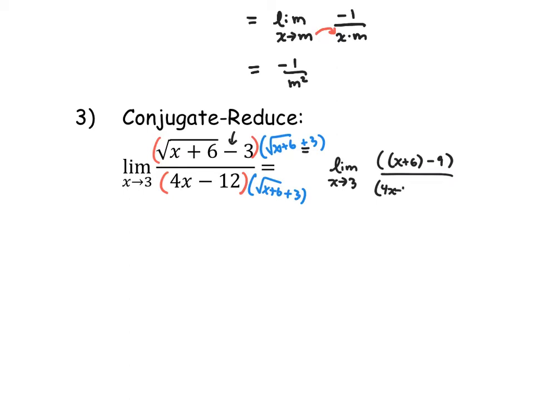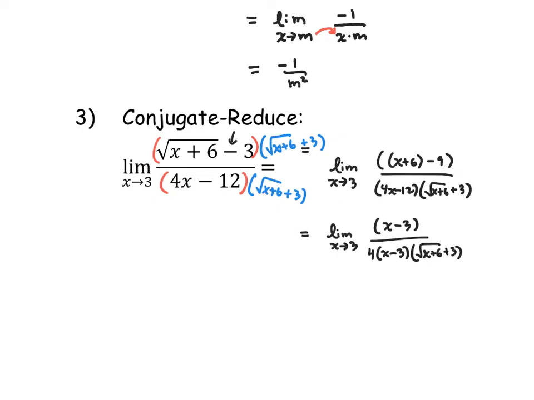But I'll have 4x minus 12 times that conjugate, square root of x plus 6 plus 3. And we'll see something happen here. It's pretty nice. Okay, so I'm going to have the limit as x approaches 3 of x minus 3, right? I took the positive 6 and negative 9. And I'm going to actually factor out a 4 here, which will leave me with x minus 3 again, and the conjugate from the numerator earlier.